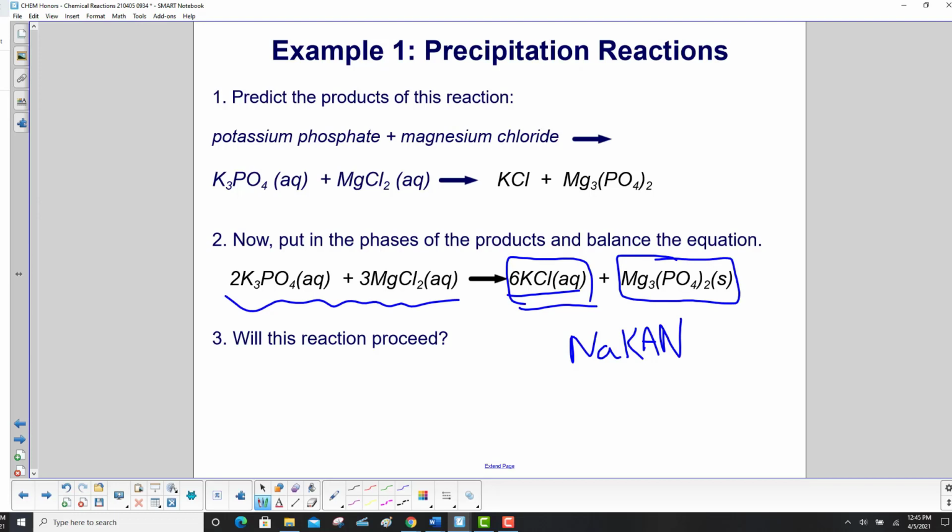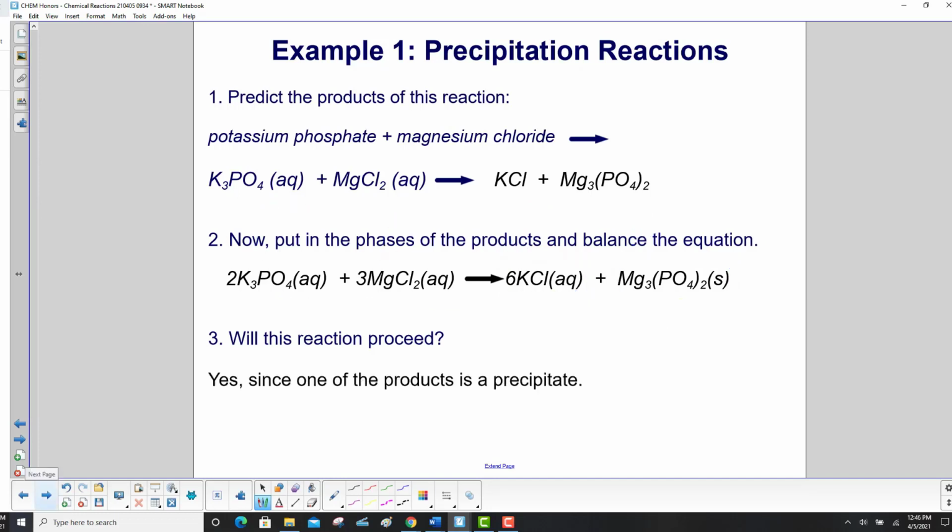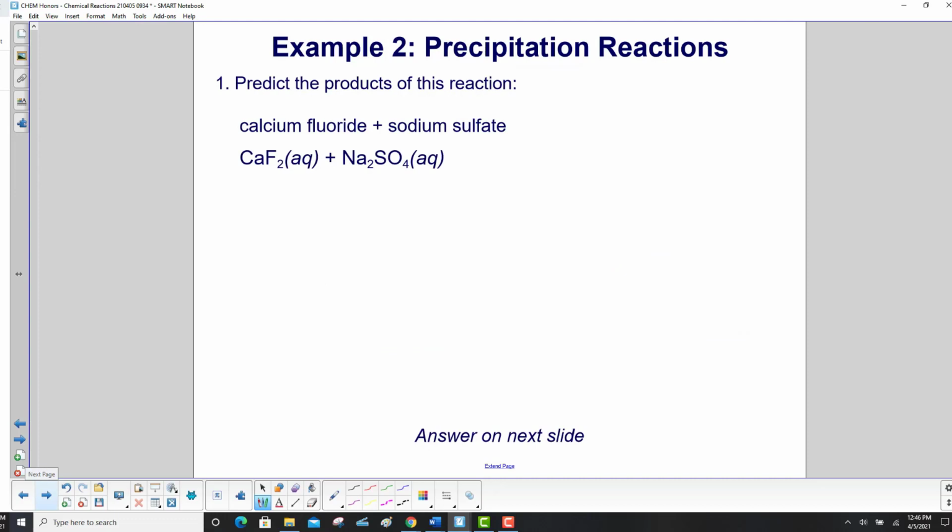And then we just put numbers in. We've done balancing before to make sure we have the same number of elements on each side. And finally, will this reaction proceed? Yes, because magnesium phosphate is a precipitate. Predict the products of this reaction. Calcium fluoride plus sodium sulfate. The answer will be on the next slide.